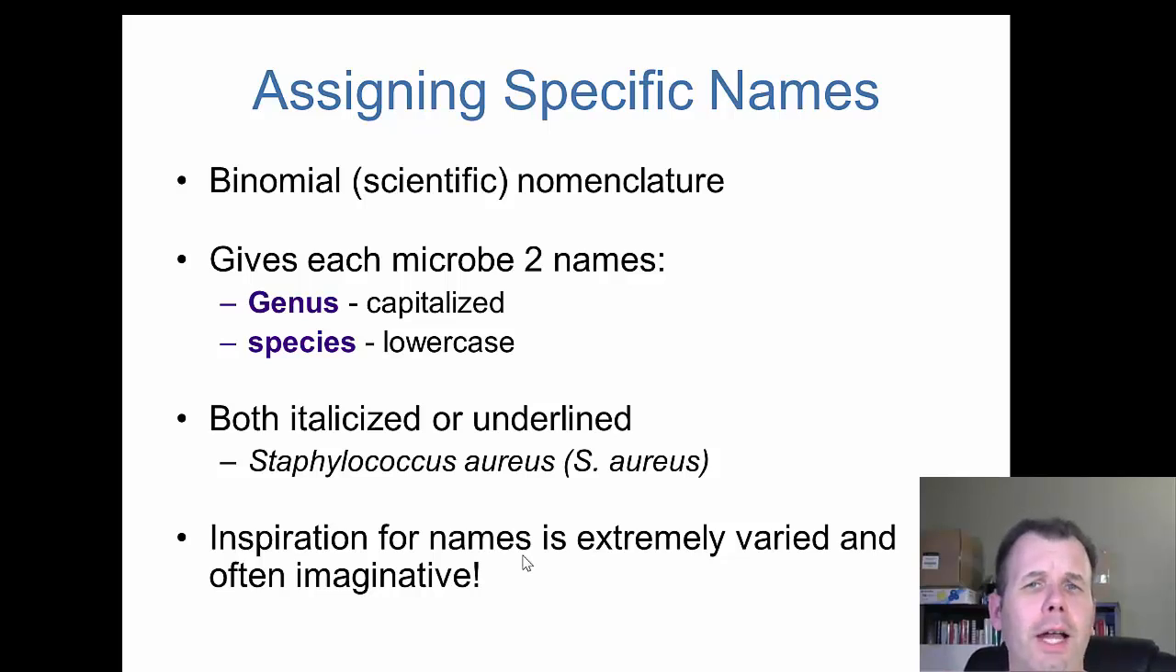The thing I want you to get out of here is the genus and the species. First name, second name, genus and species. Always capitalize genus, always lowercase the species, and you either underline or italicize based on if you're typing it or you're writing it out.